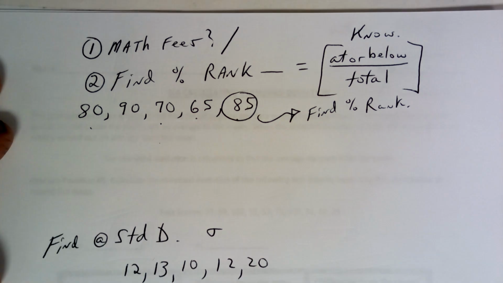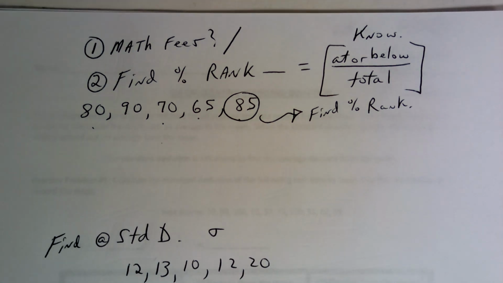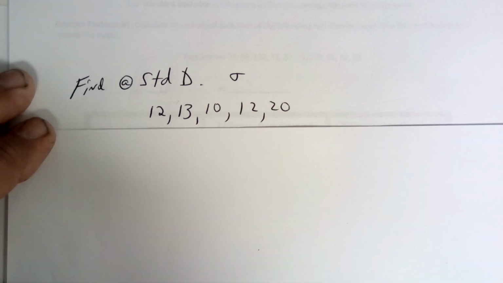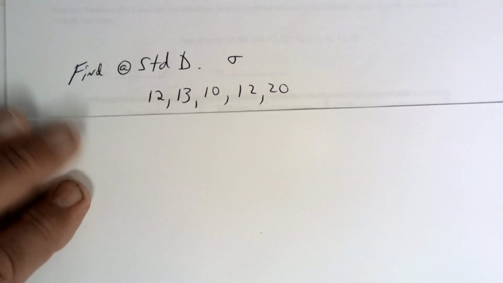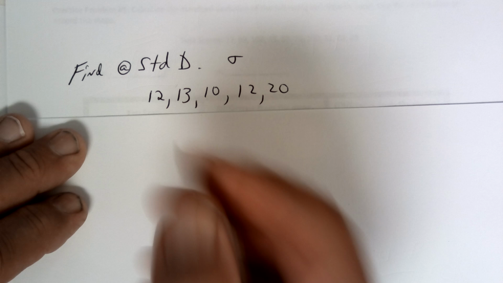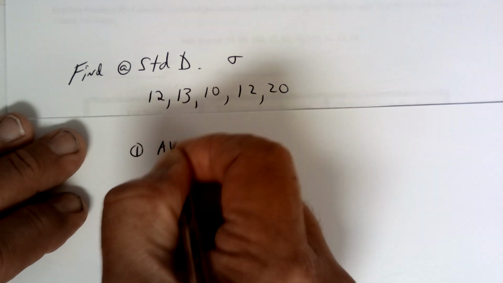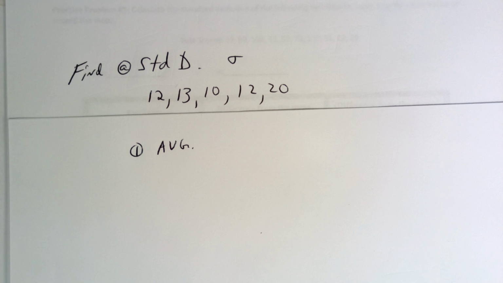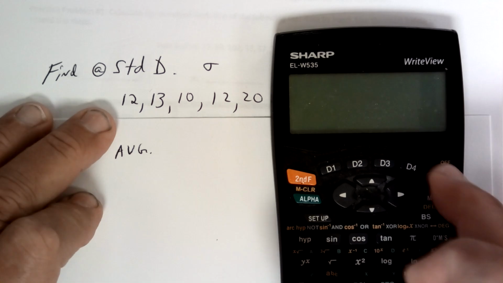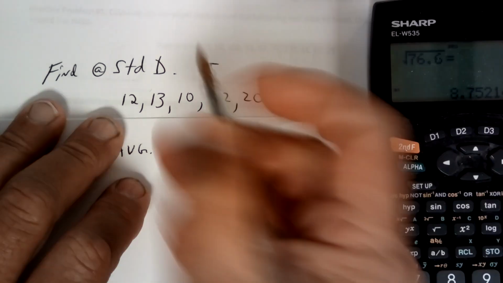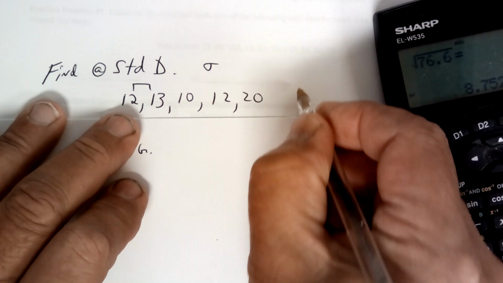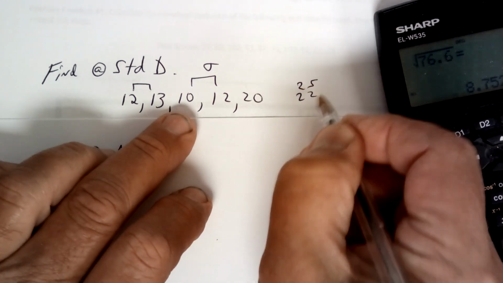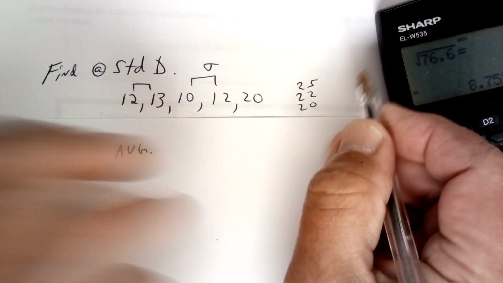Now let's take a look at this right here. Let's find standard deviation. Now there's some steps on the board here, and let's go through them. Let's see if we remember them. So first you got to find the average. Okay? So to find the average, you got to add all these up. So let's do that. This right here is 25. This right here is 22. And this is 20. So it looks like 67.